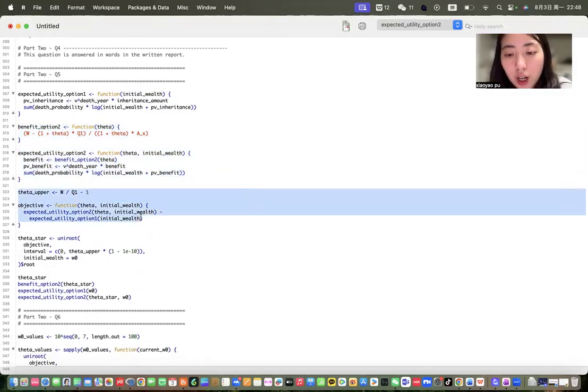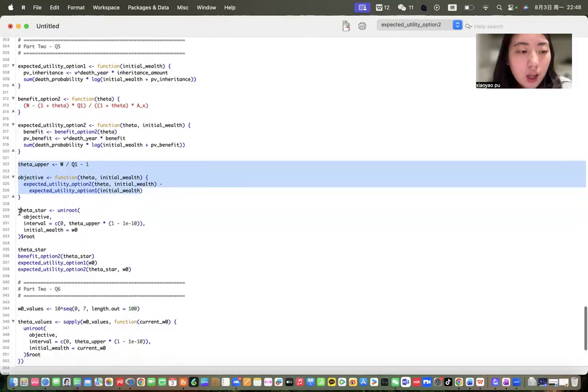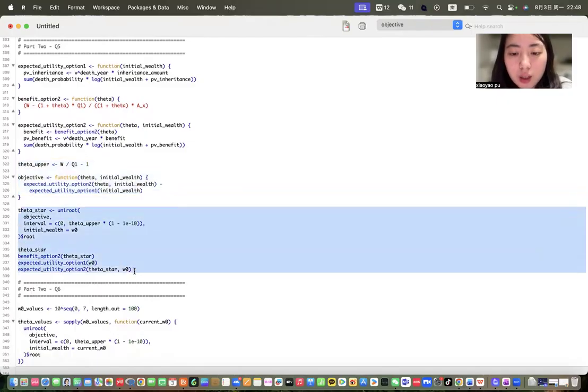And then this defines the difference between expected utility under option 2 and option 1. Josephine is indifferent when this difference equals 0. Next, the uniroot function solves a one-dimensional equation. It searches within the specific interval for the theta where the utility difference equals 0.